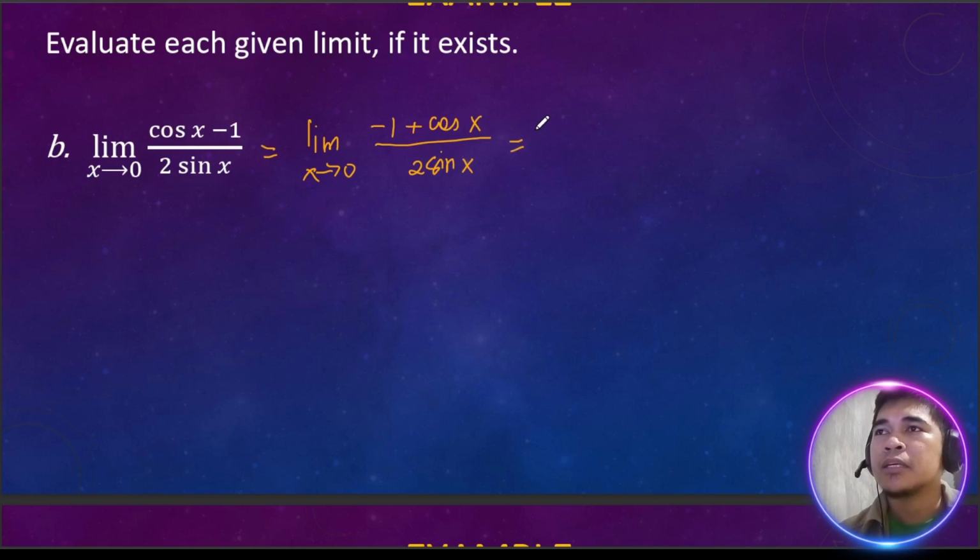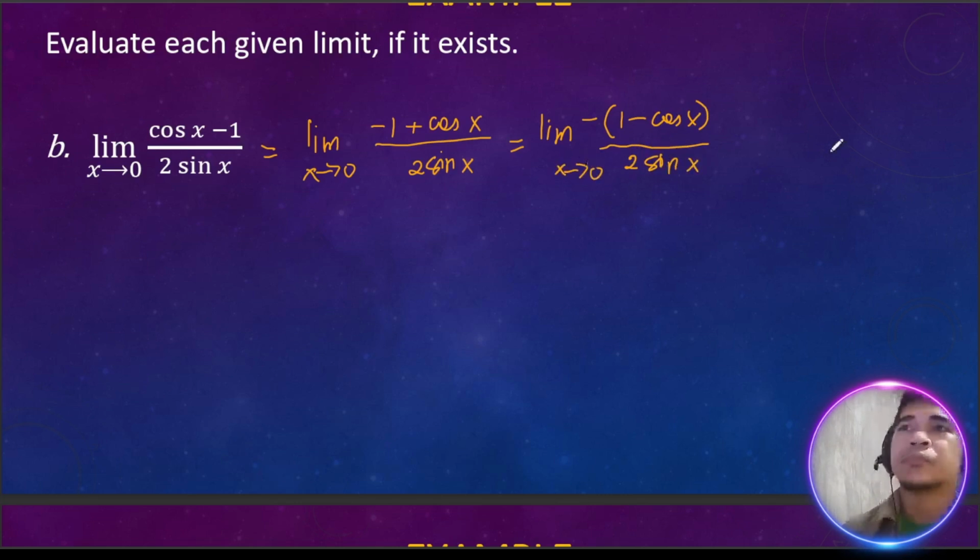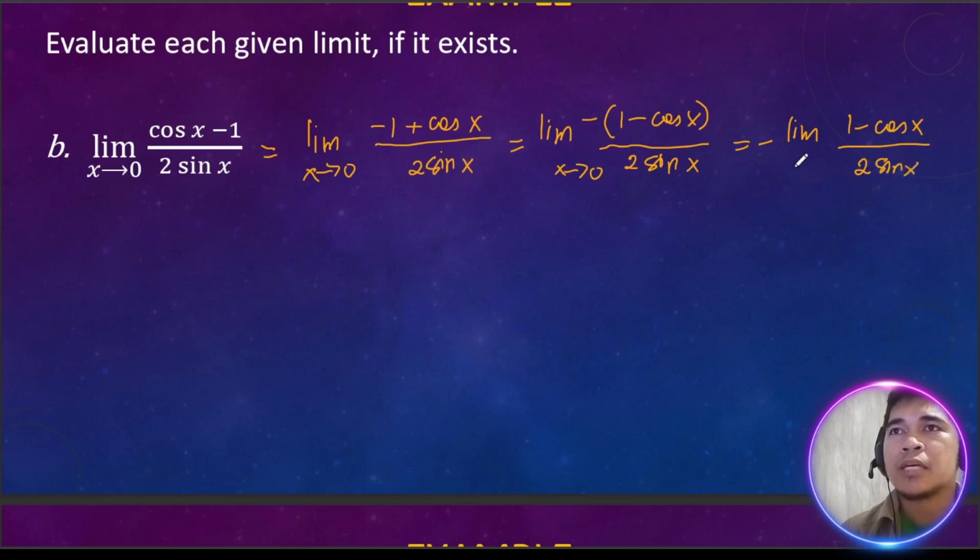Then, kay 1 minus cosine x man to, i-remove na to ang negative. So, we get 1 minus cosine x over 2 sine x as x approaches 0. Okay? So, para di maglimog, tanggalan na to, iuna na to si negative. 1 minus cosine x all over 2 sine x as x approaches 0.